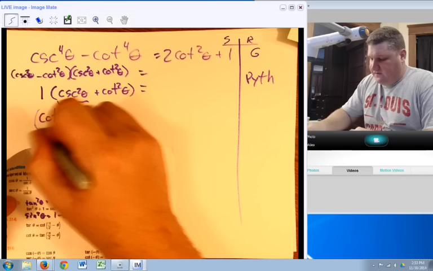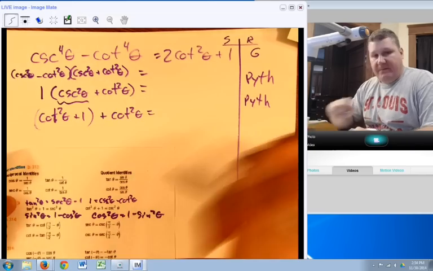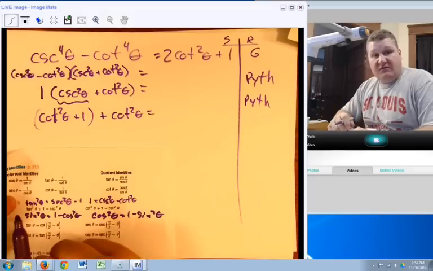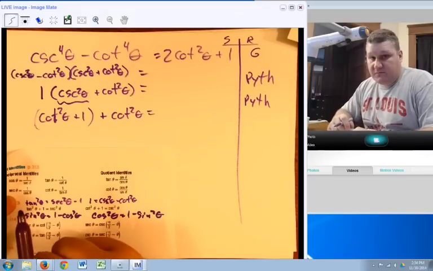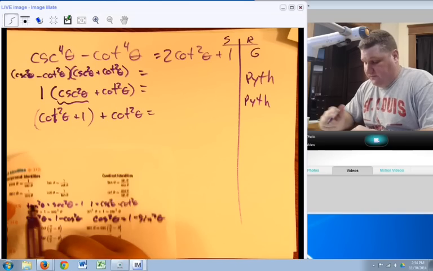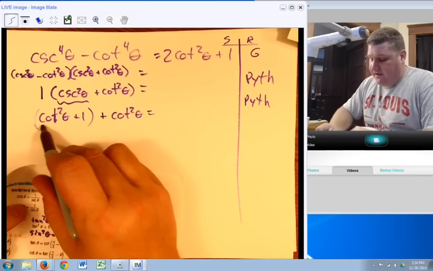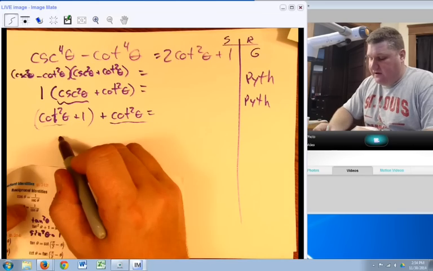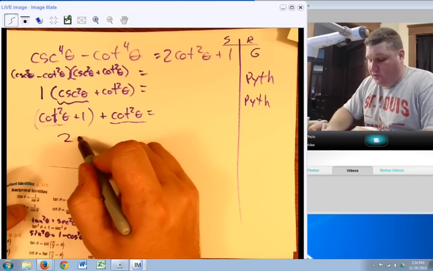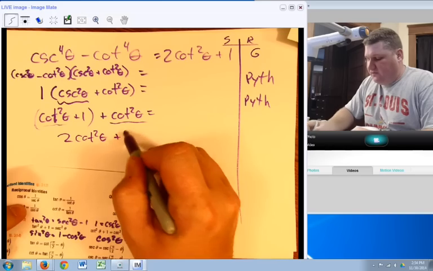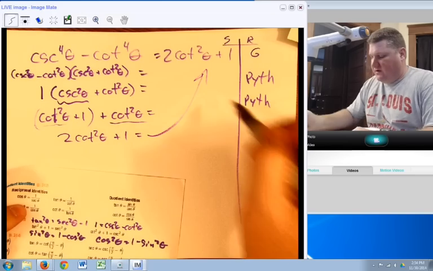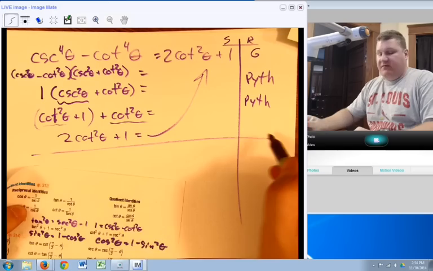All right, that was by Pythagorean theorem. And now it's nothing more than what function? What do I do next? The answer is add. I have a cotangent squared and a cotangent squared. That makes 2 cotangent squared thetas plus 1 equals, and that's what I'm looking for. And I have it proved.